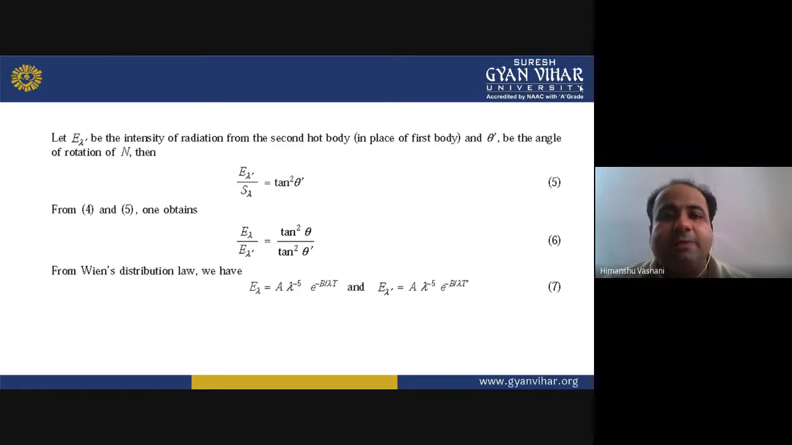Then E lambda dash upon S lambda is equal to tan square theta dash. So from these two equations, you get that E lambda upon E lambda dash is equal to tan square theta upon tan square theta dash. So from the distribution law, we have this equation with us: E lambda is equal to A lambda to the power minus 5 upon e to the power B upon lambda T. So this relation is there for E lambda and E lambda dash.